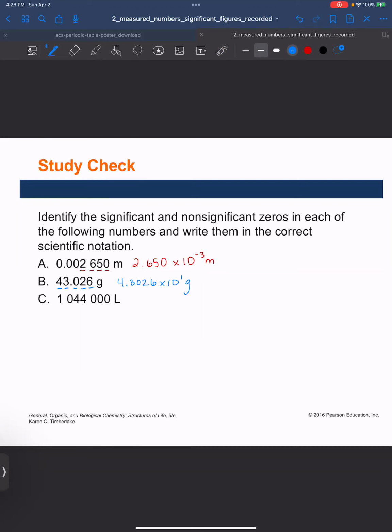And the last one here, let's go ahead and underline our significant figures. So 1, 2, 3, 4, but we don't count those zeros because there's no decimal. So these trailing zeros do not count. So there are 4 significant figures. And we would write that as 1.044 times 10 to the 6 liters.